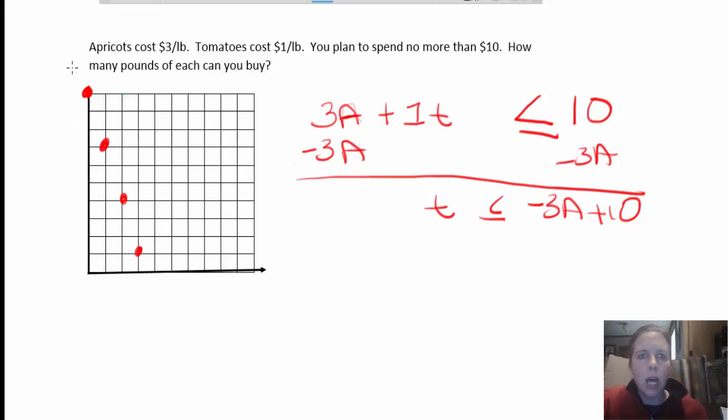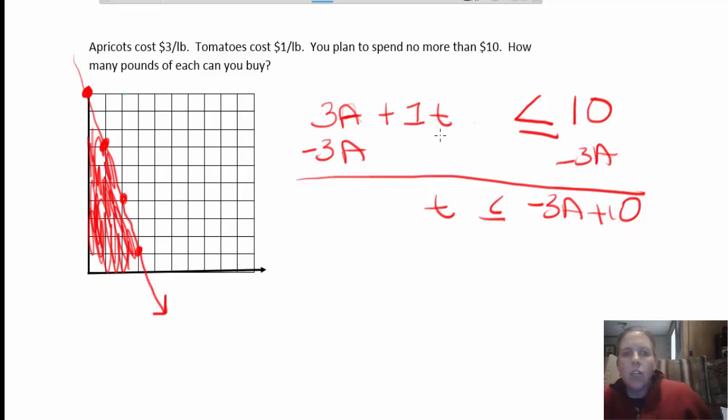Okay, and it's going to be solid because it can include this line. Okay, and it is less than or equal to. So we would shade down here. So what this is saying is you could buy, let me get a different color here. You could buy one, because this is tomatoes on this side. And these are apricots. Okay, so you could buy 1 apricot and 1 tomato, or you could buy 1 apricot and 1, 2, 3, 4, 5, 6, 7 tomatoes and still be less than or equal to $10.